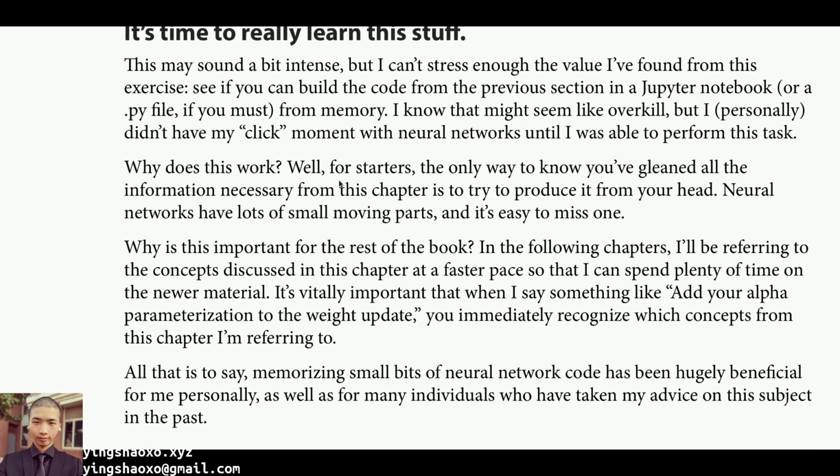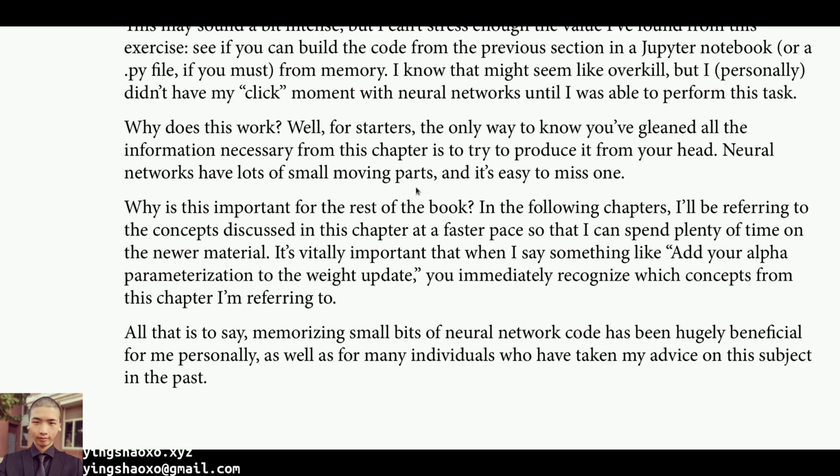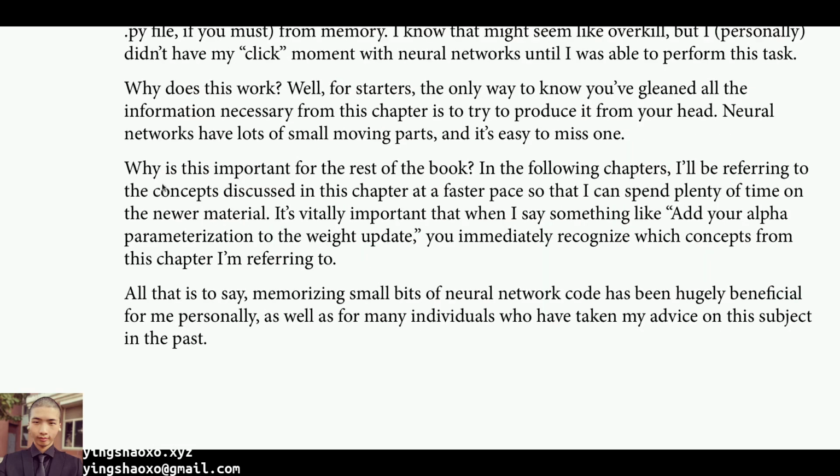Why does this work? Well, for starters, the only way to know you have gleaned all the information necessary from this chapter is to try to produce it from memory. Neural networks have lots of small moving parts, and it's easy to miss one. Why is this important for the rest of the book? In the following chapters, I'll be referring to the concepts discussed in this chapter as a fast piece, so that I can spend plenty of time on the newer material.